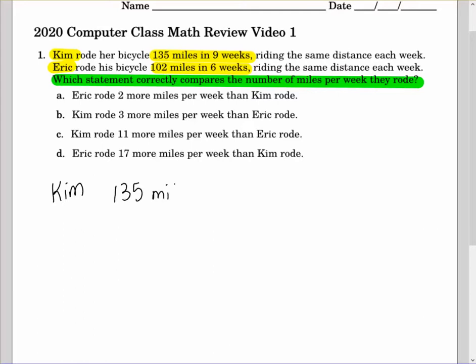So you should be writing this down on your paper right now. 135 miles for every 9 weeks. All right, and I know in my class, every time we hear for every, we have a ratio alert button that sounds like this. So anytime we hear for every, or per, or anything that would signal that we're talking about a ratio, then we push that button. But anyway, so we are looking at 135 for every 9 weeks for Kim.